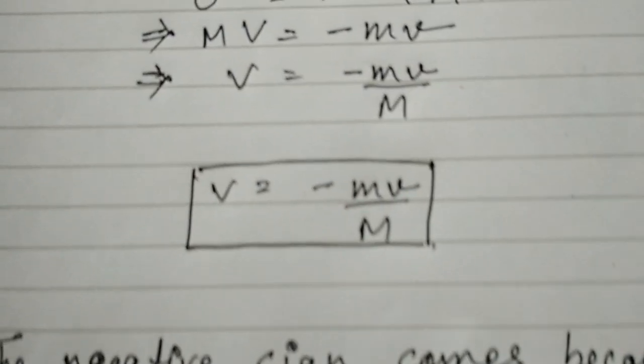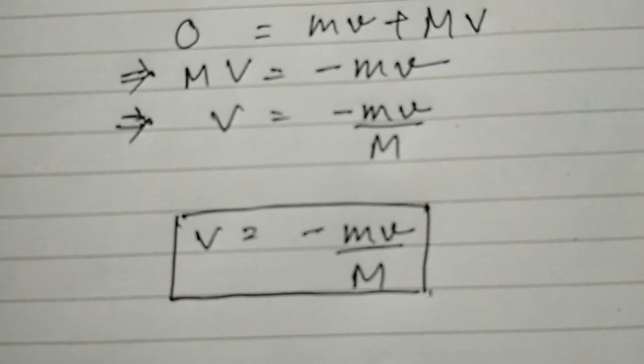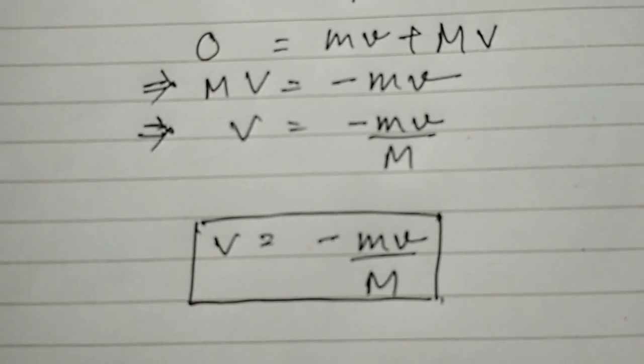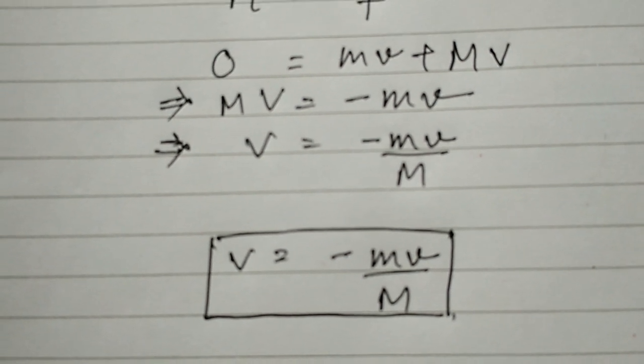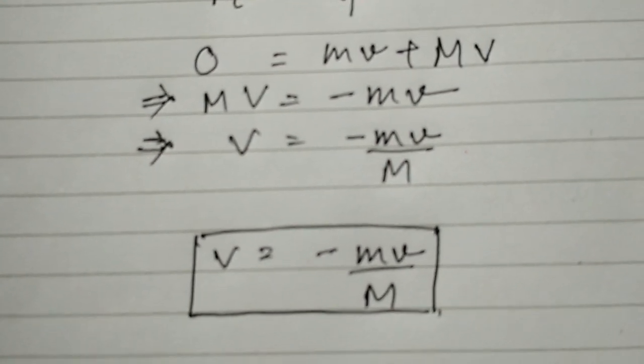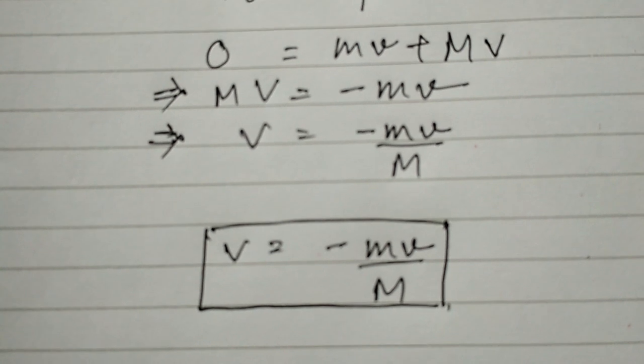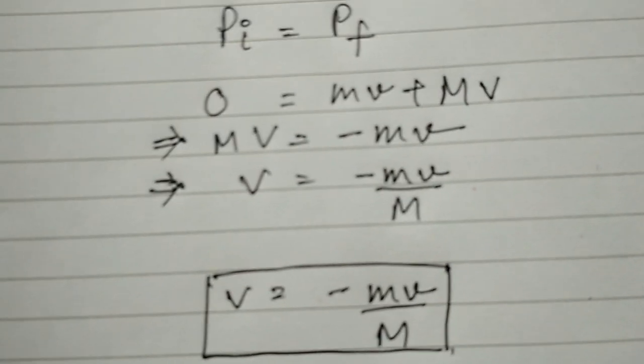This is the particular formula we need to apply while solving numericals or while proving the recoil of a gun. Here there are two questions which arise in our mind. Why is the negative sign coming here?